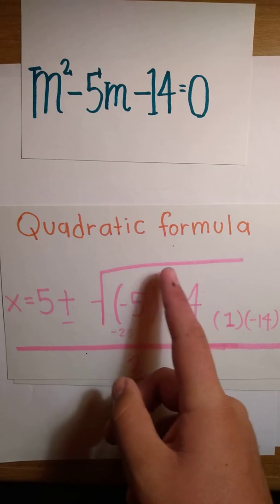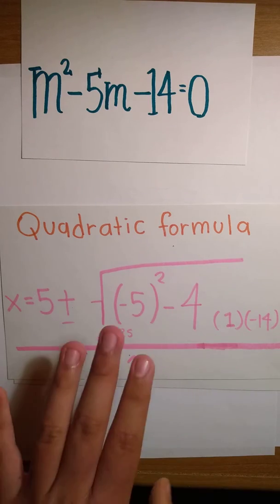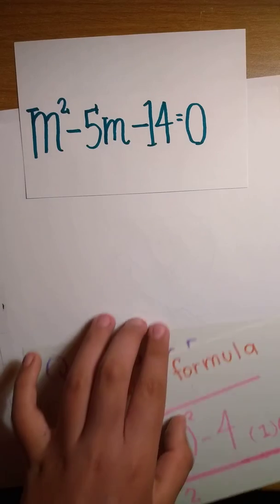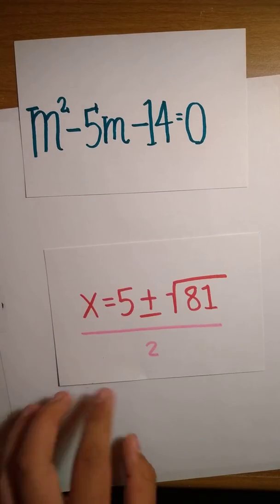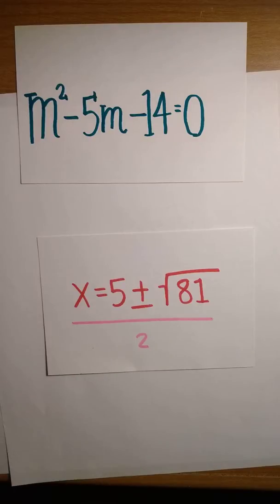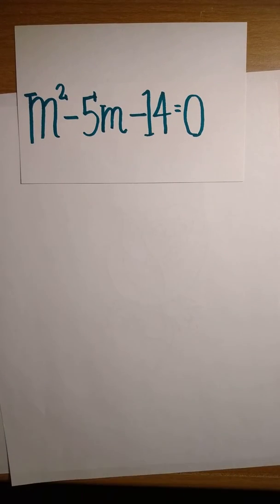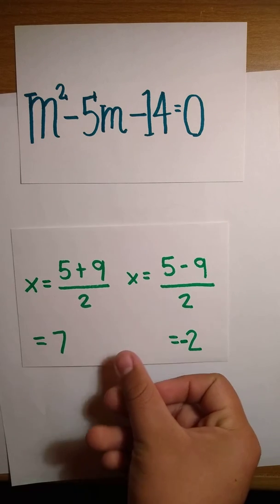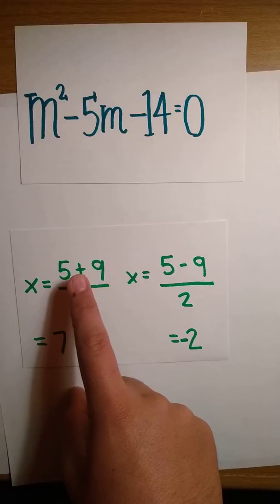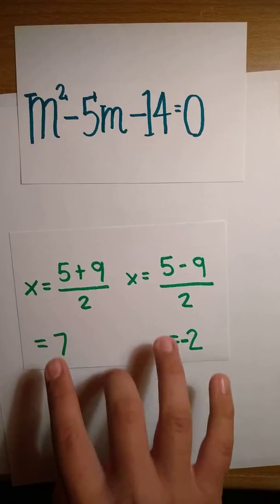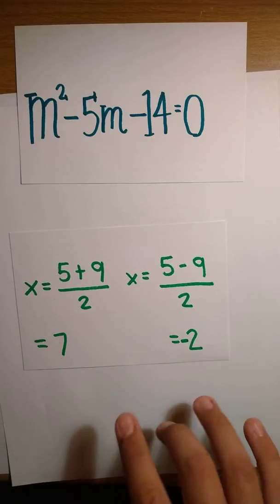If you simplify these numbers, you should get this. X equals 5 plus or minus the square root of 81 divided by 2. And once you plug in the square root of 81 in your calculator, you should get this. 5 plus 9. There's two answers because it was a plus or minus. So there's two answers in this equation.